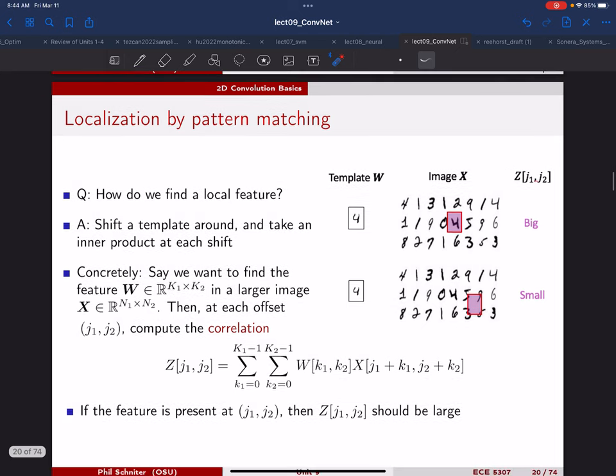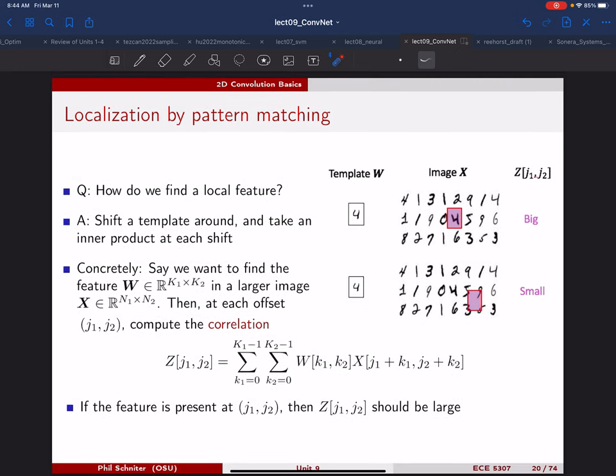That's when we get to convolution or correlation. It's basically pattern matching, maybe a more familiar way of saying it. So here's a little pictorial example. Imagine that I have an image that has a bunch of different digits in it, left to right, up to down, and let's say I'm looking for a 4.